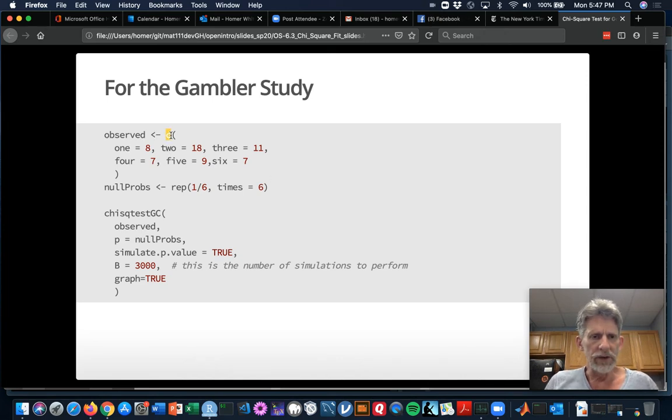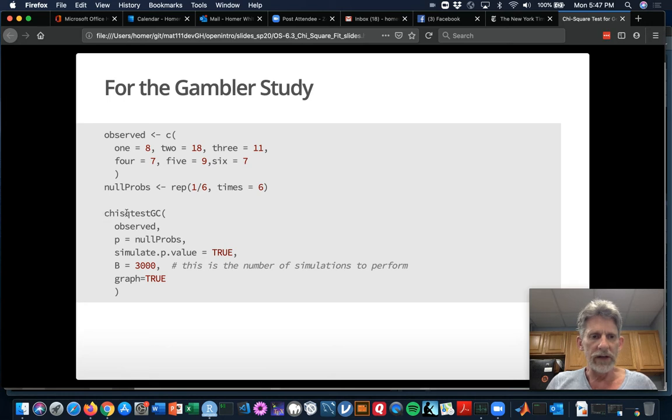You're going to have to use the c function, and don't worry, in DAs and things like that, I'll kind of tee you up to do this. You don't have to memorize how to do it. Use the c function to stick together the 6 numbers that you have in the gambler die study, separated by commas, as you see. And you can give names to those numbers as you go. And that's the observed tally table. You also need to set up a vector of the null probabilities for each of the 6 sides of the die. And that's what's happening here in null probs.